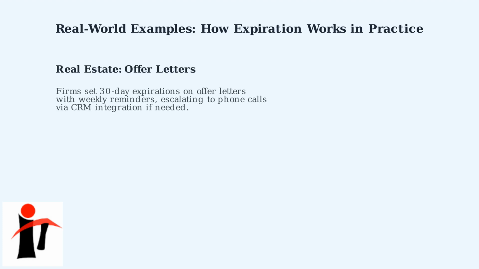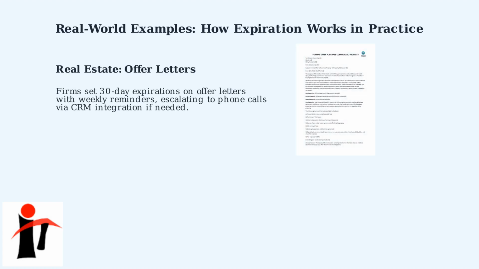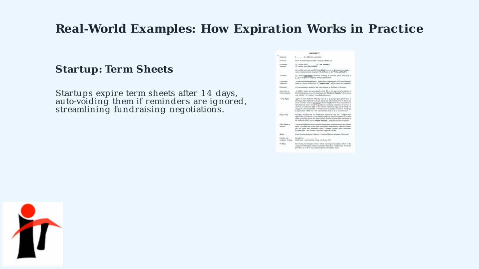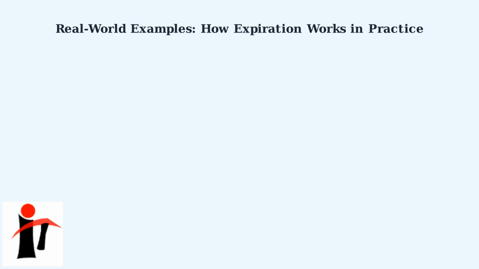In real estate, firms apply 30-day expirations to offer letters with weekly reminders. If signers delay, reminders can escalate to phone calls through CRM integration, helping close deals faster. Startups benefit from expiring term sheets after 14 days, with auto-voiding if reminders are ignored. This helps streamline fundraising by preventing prolonged negotiations.